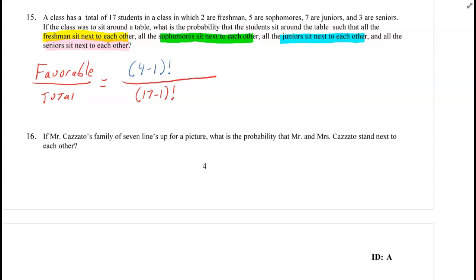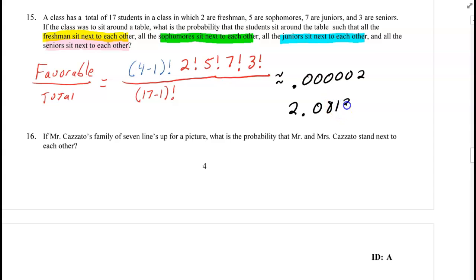Then you could rearrange the freshmen. So the freshmen could be arranged 2 factorial ways. You could rearrange the sophomores 5 factorial ways. You could rearrange the juniors 7 factorial. And you could rearrange the seniors 3 factorial. And at this point, we're going to pick up our calculator and figure out that probability. Using my calculator, I get that as approximately 0.000002, or if you write it in scientific notation, 2.0813 times 10 to the negative 6th.